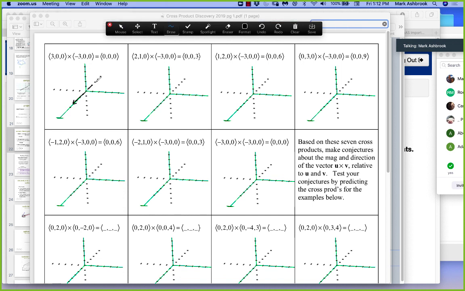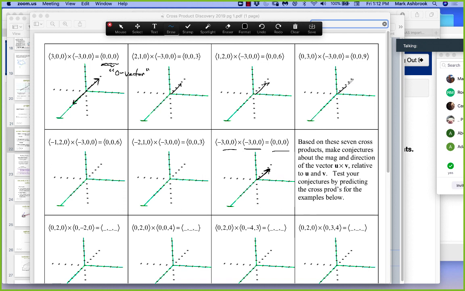So this first one, 3, 0, 0 cross 0, 0, or 3, negative 3, 0, 0. This is called the zero vector. It has no direction and no magnitude. So it's kind of like a point anywhere. It's like a point vector, and that could be anywhere. All right, and what do we get? So look, they're parallel. When they're parallel, there's no magnitude to your cross product. Similarly back here, negative 3, 0, 0 and 3, 0, 0. Also parallel, magnitude zero.